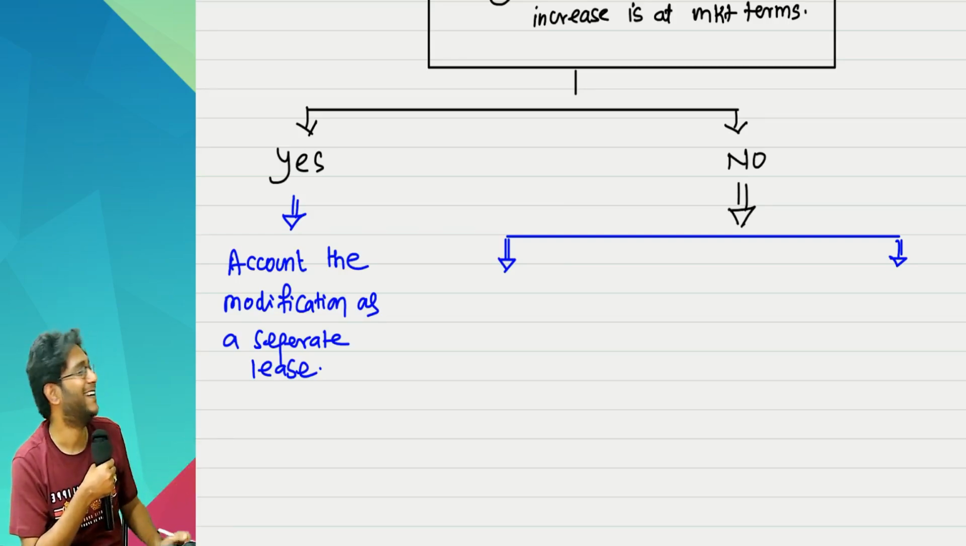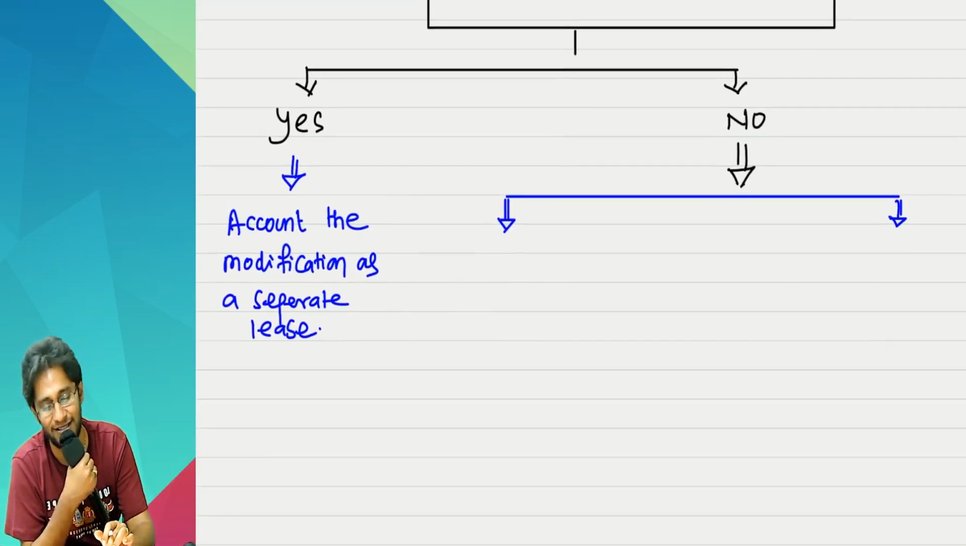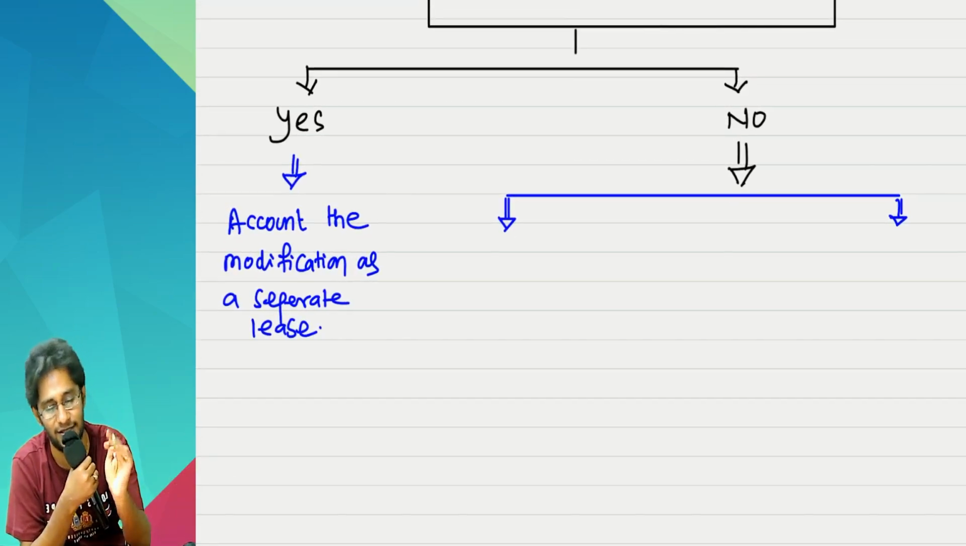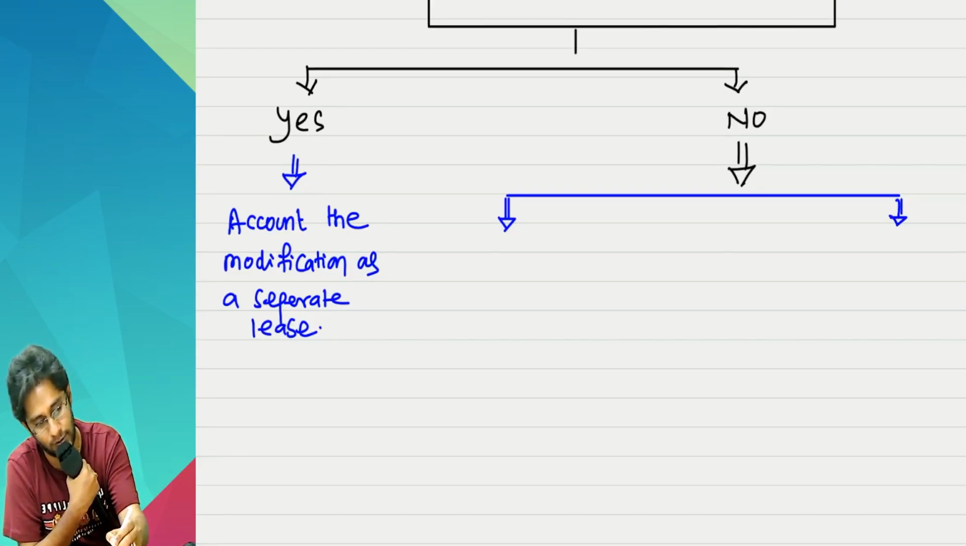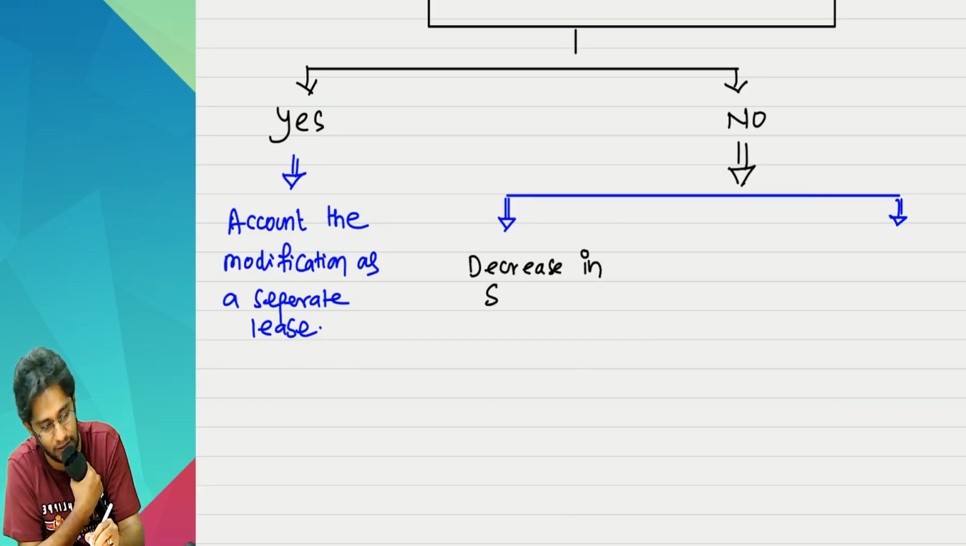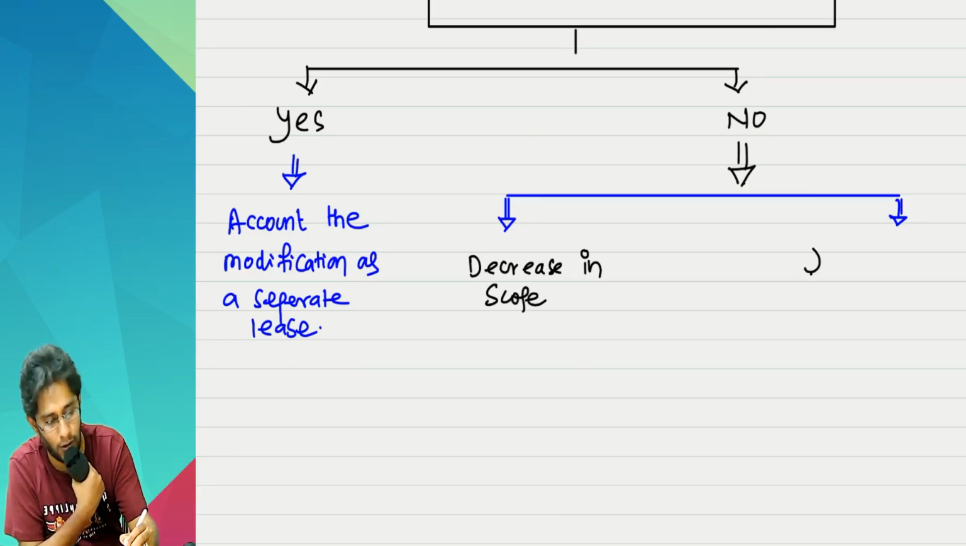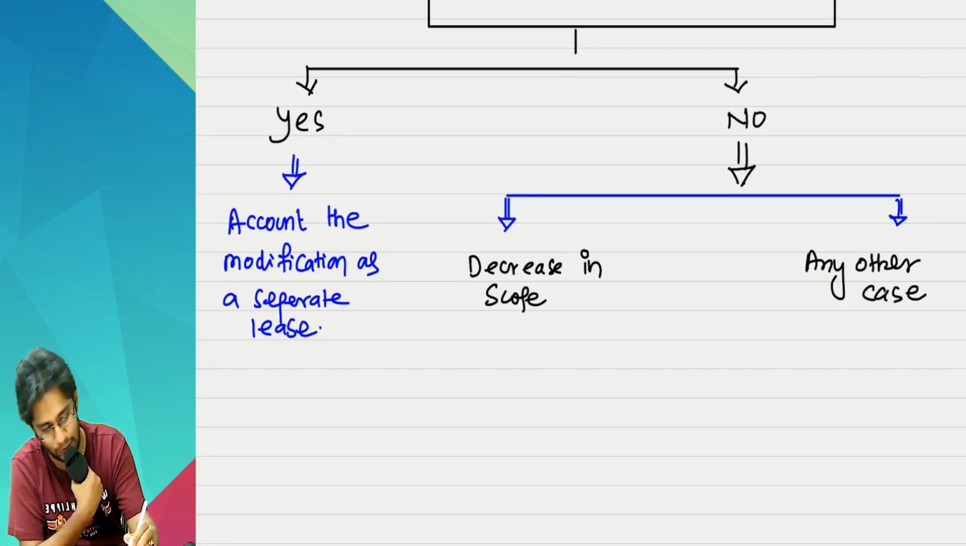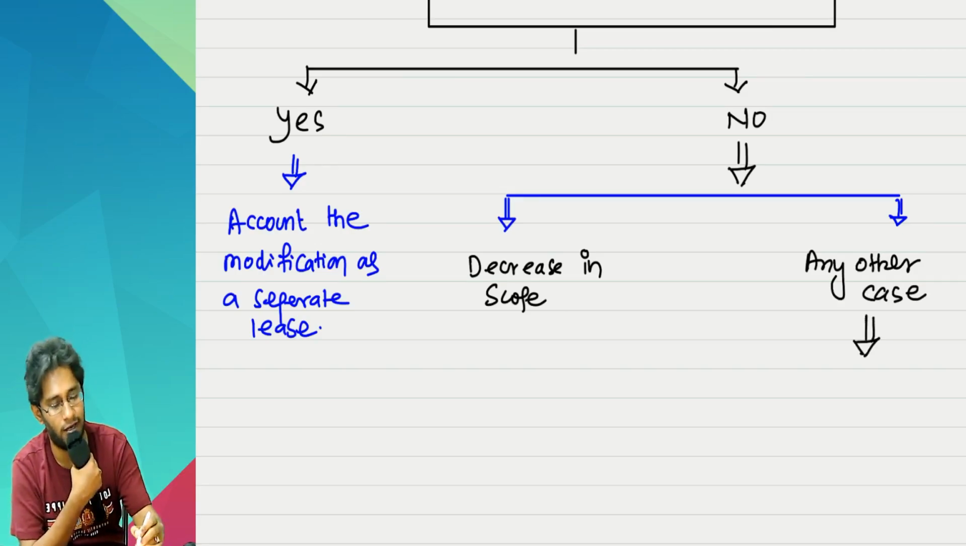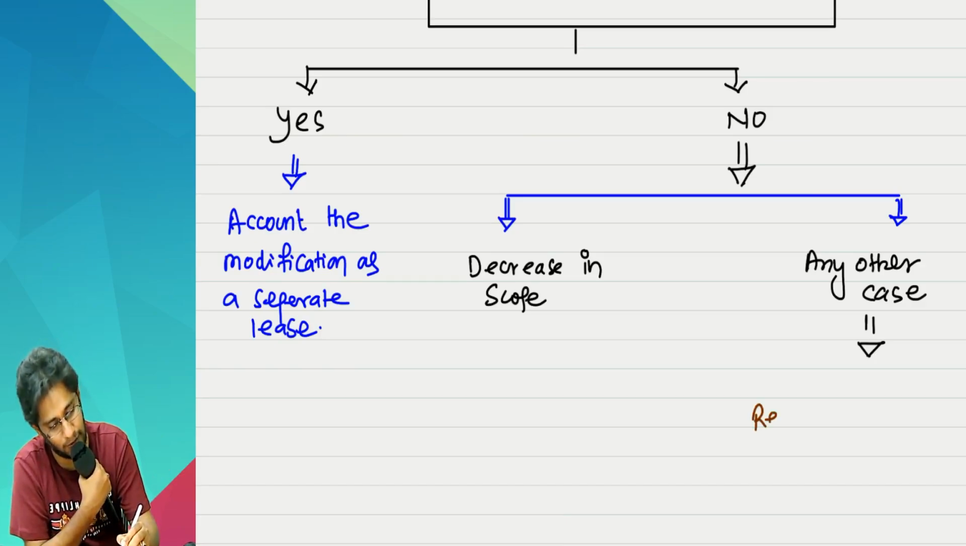Anyway, if it is not any of these two conditions, the next question we'll ask is: is there a decrease in the scope? Next question is: is it a decrease in scope, or any other case? Again, less likely. Any other case, sir, the answer is simply remeasure.